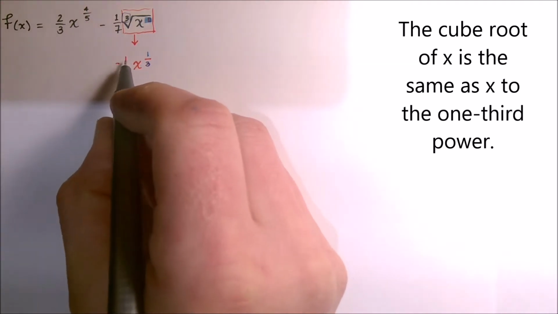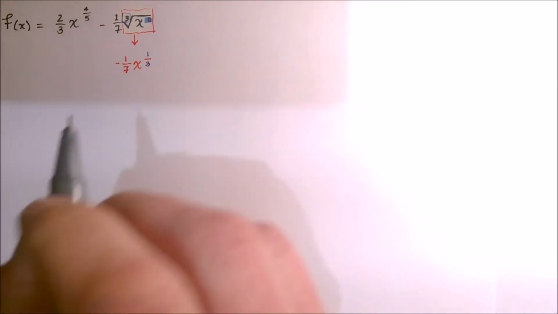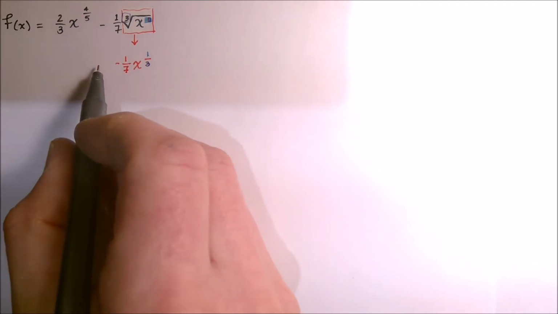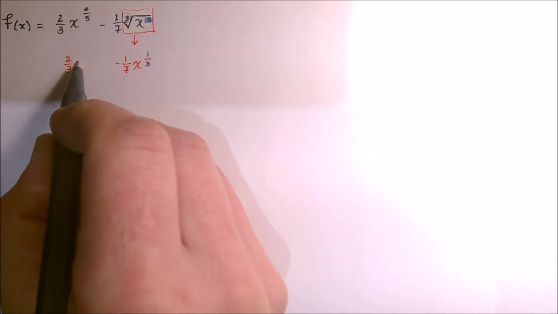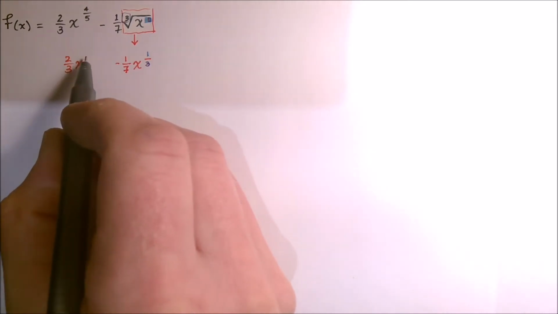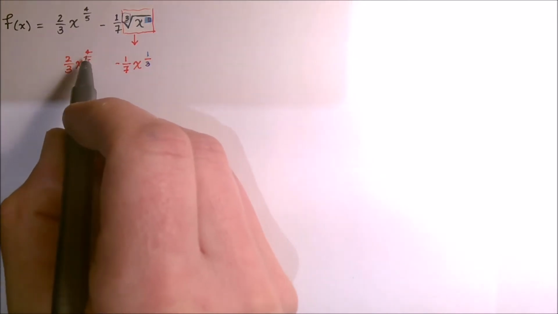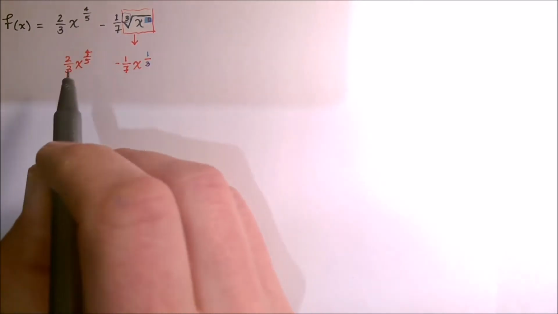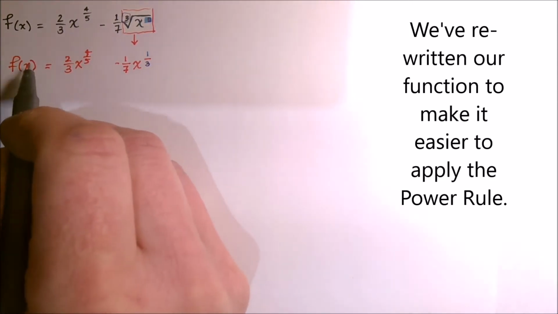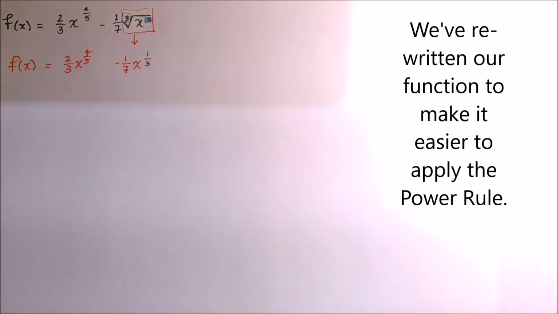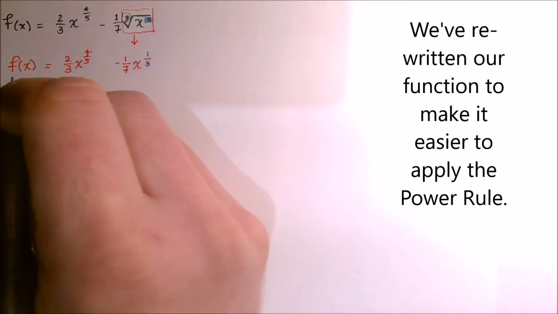Should be reviewed, but it's worth noting. That's going to make applying the power rule a lot easier. The rest we're going to leave alone for now. So we've got 2/3 x to the 4/5 minus 1/7 x to the 1/3. Again, this is just f of x, right? It's not f prime yet. When we start to differentiate, that's when we write out f prime.